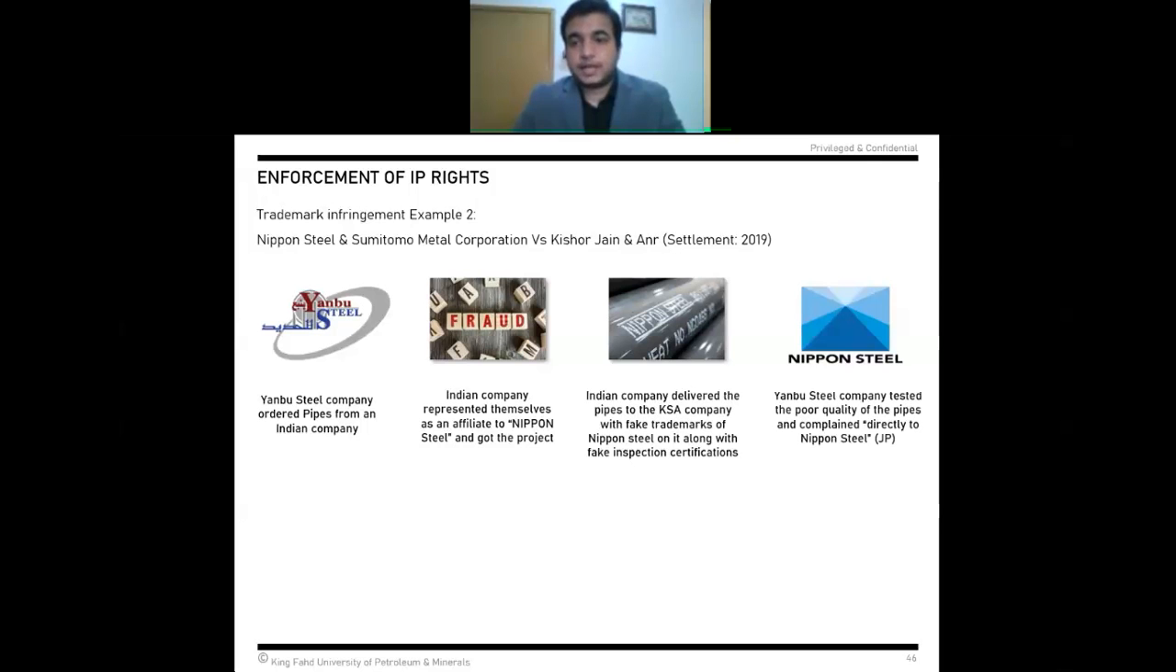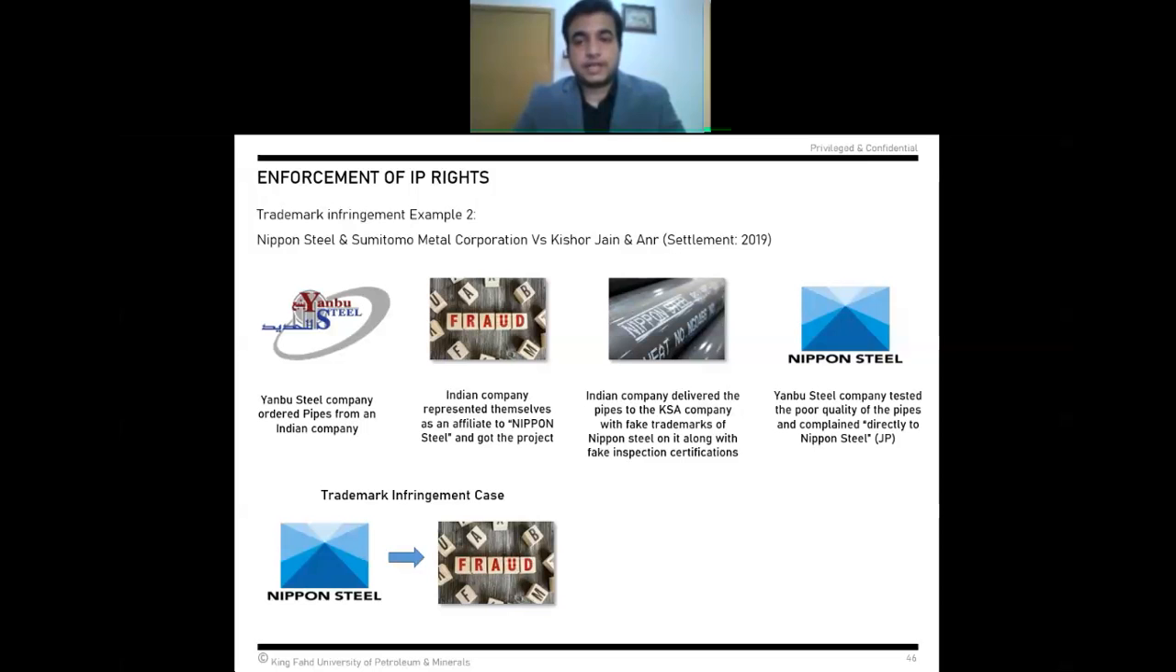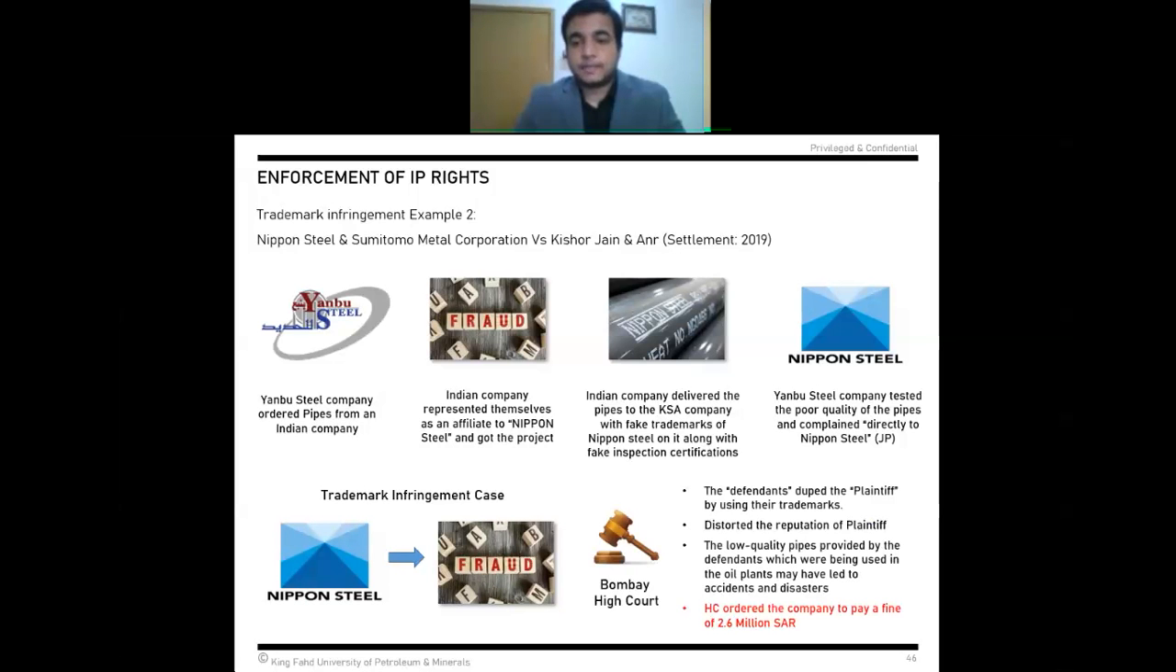And when Yambu Steel Company tested the quality of the pipes, they were not up to the standards required by them. So instead of going to the Indian company, they went ahead and complained directly to Nippon Steel. Nippon Steel said that they do not have any association with this Indian company. So Nippon Steel filed a case of fraud in the court, and they claimed that this Indian company duped the plaintiff by using their trademark illegally.